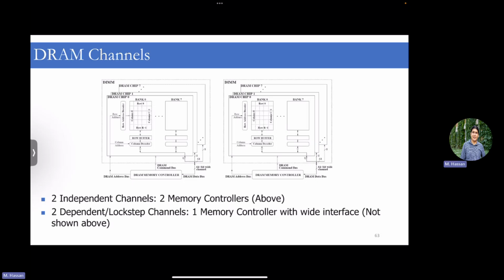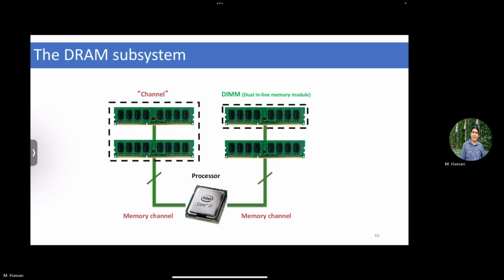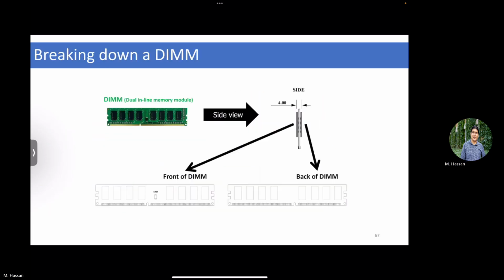Another representation of the high-level hierarchy of the DRAM. Yeah, this is also saying if you have the dual inline memory module where you have chips on both sides, usually if it's dual rank, on one side you have rank 0, and on the other side you have rank 1.